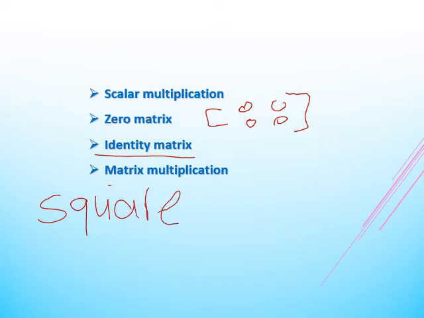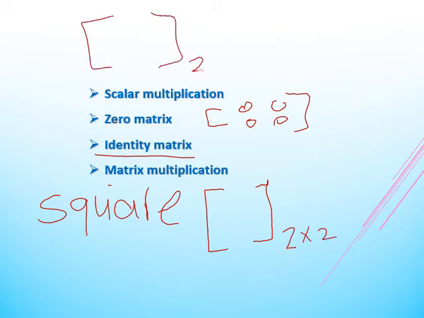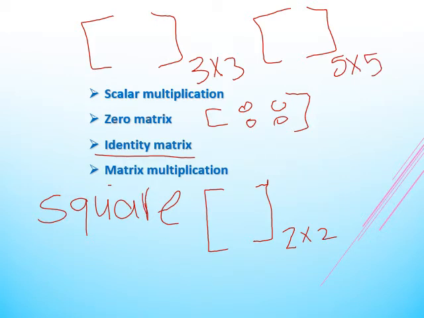A square matrix means that the number of rows is equal to the number of columns. It may be 2 by 2, 4 by 4, 3 by 3, 5 by 5, any numbers where the number of rows equals the number of columns. This means a square matrix. So again, the square matrix is a matrix where the number of rows equals the number of columns.